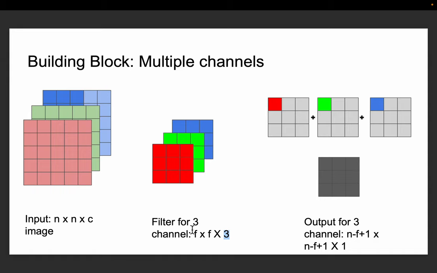Let me clarify the questions from the audience. If you have an n cross n cross c image and you apply a single filter, the single filter has to have the same number of channels. Once you've applied that, you get a grayscale image. One filter applied gives you one channel of the output. You apply another filter, you get another channel, and so on. Each filter acts independently on the input. The vertical edge filter has nothing to do with the horizontal edge filter. Is this becoming clear? Any further questions?